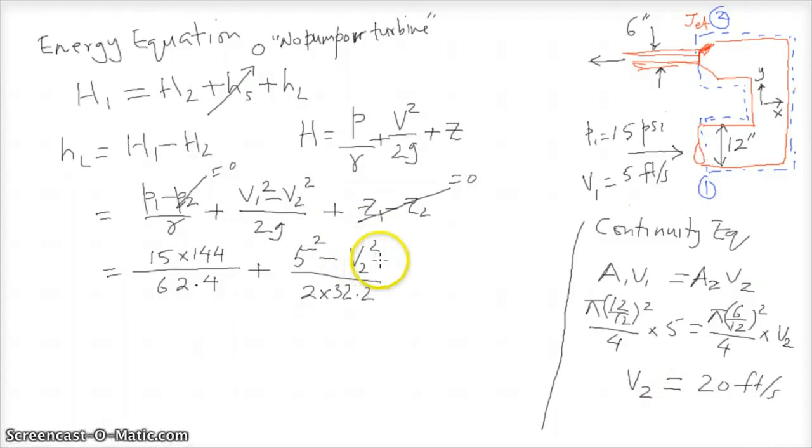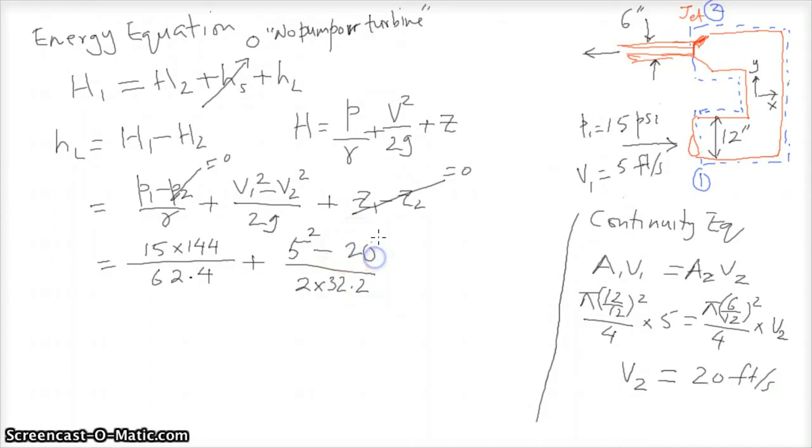So now we can plug in V2 equal to 20 feet per second, 20 squared, which gives the head loss as 28.75 feet. Now this is given in terms of the head, or the units of height.